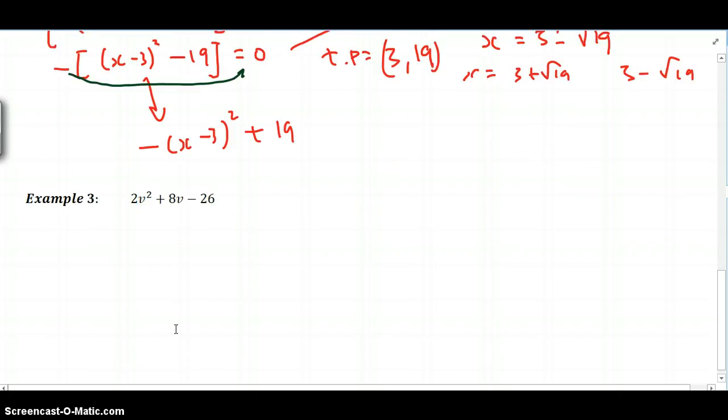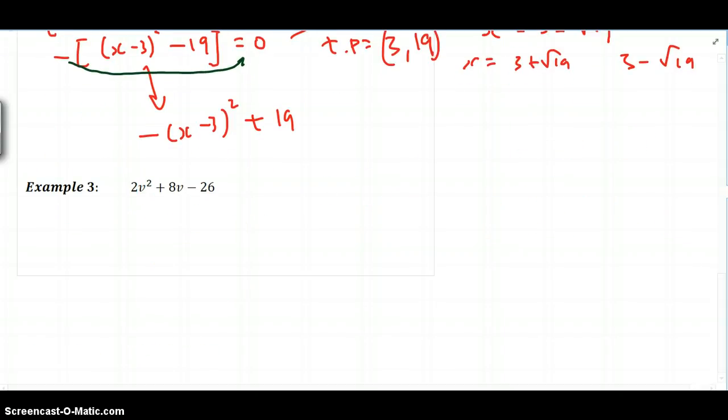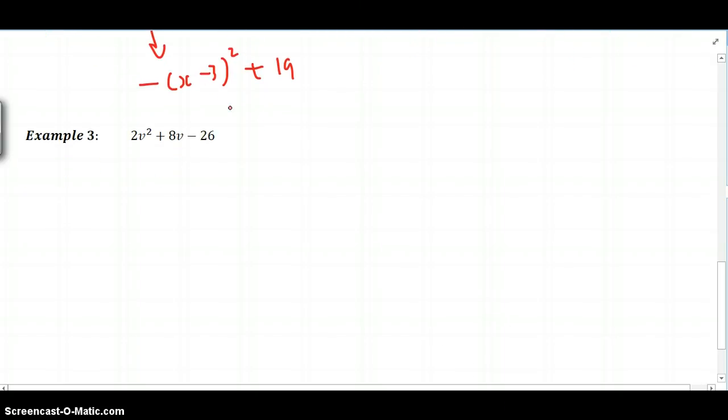Let's quickly do this last question because I've realized I'm running out of time for this video. So completing the square, we need to make sure that we have the coefficient of the v squared as a 1. This becomes 2 brackets v squared plus 8 divided by 2 is 4v, and 26 divided by 2 is 13. From here we complete the square.